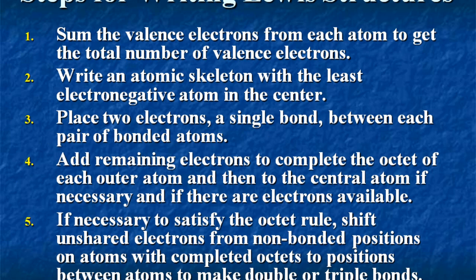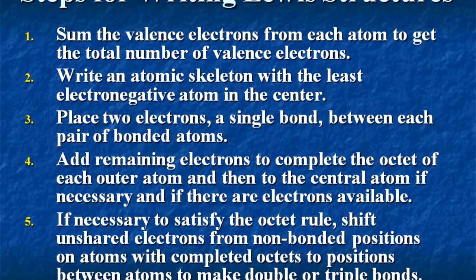So, steps for writing Lewis structures. It's a revision. Did anybody miss the lab, or did anyone quiet not get it? This is your second chance. The first step is the sum of valence electrons. How do we calculate the valence electrons?